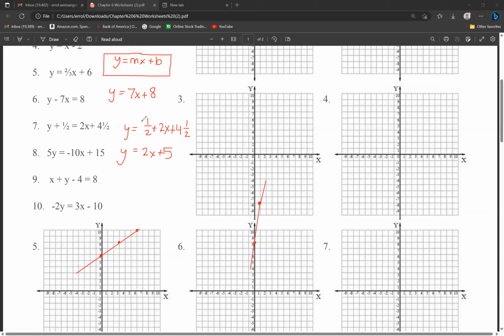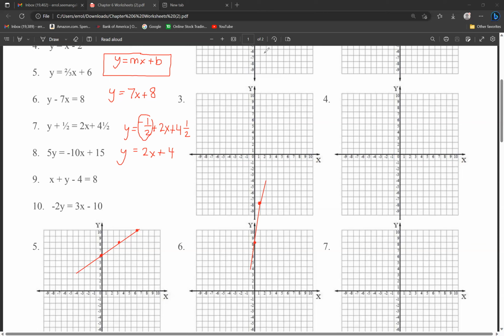Actually, wait. Let's back up a second here. Should this be plus half or minus half? This should be minus half, right? All right, so let's change this number right here. What's 4.5 minus half? 4. Yeah, exactly. So there's our new equation.